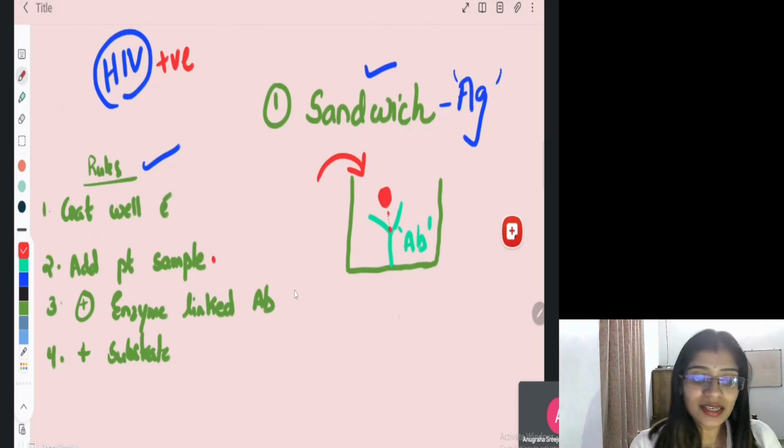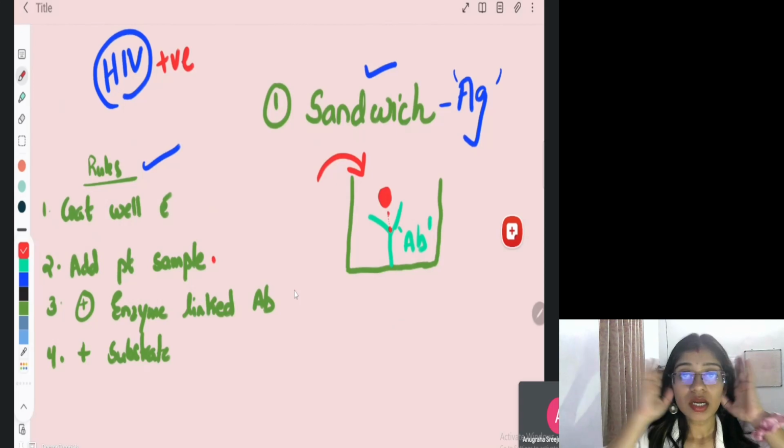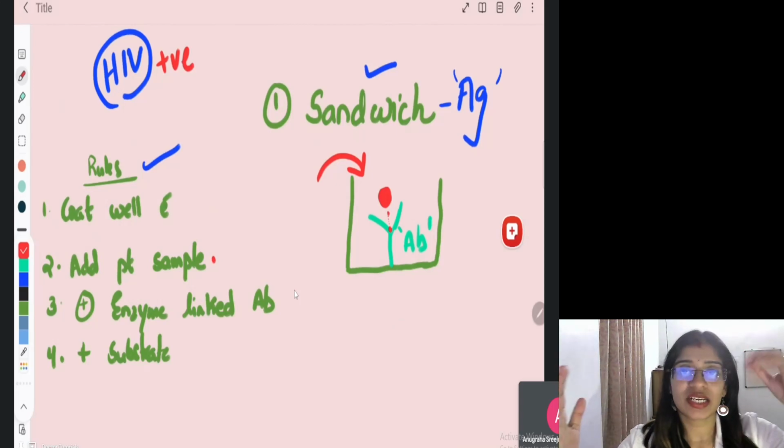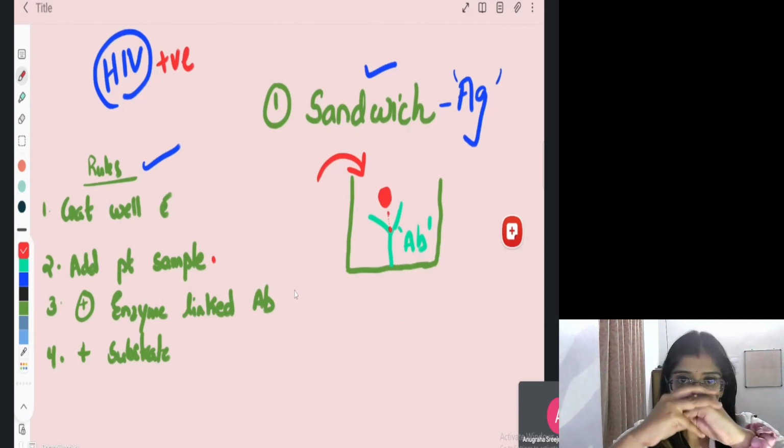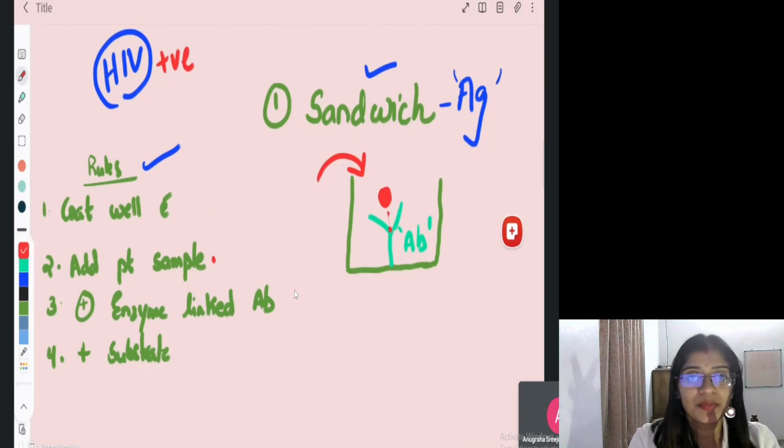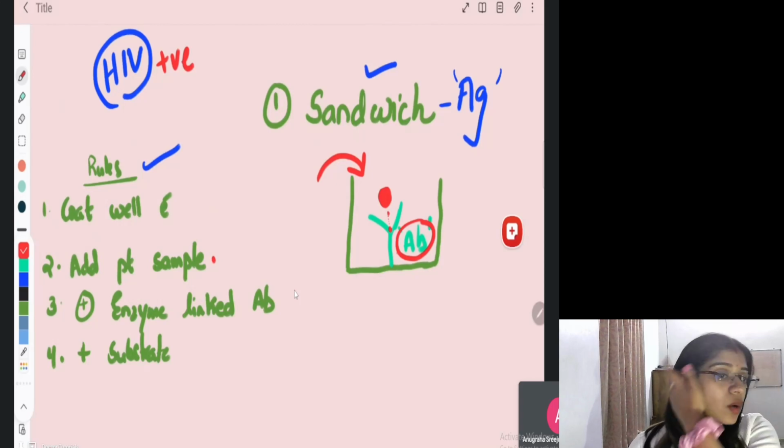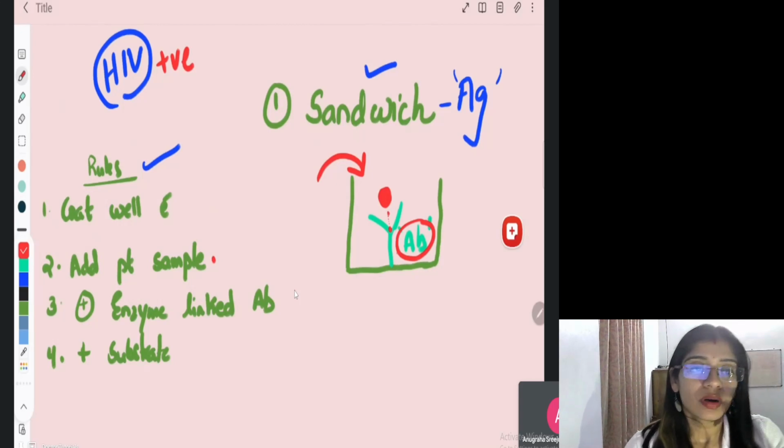Clear? Because antigen and antibodies are like lovers. So if you place a HIV antigen and HIV antibody together, they will form a strong bond. So the antigen in the patient's sample will come and bind with the antibody. Clear? Okay. Now listen, guys, I forgot to tell you one step.